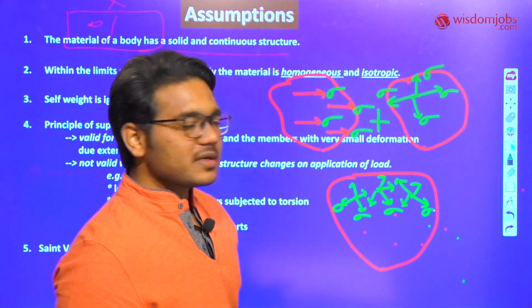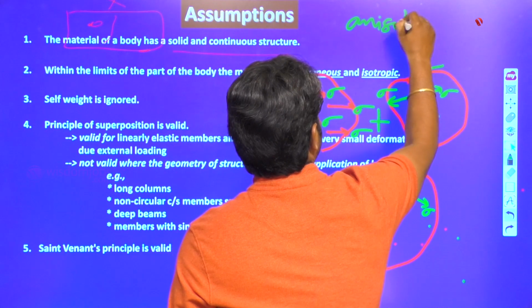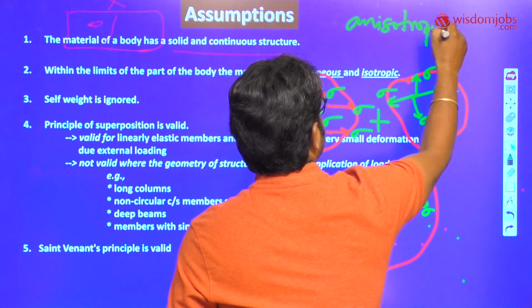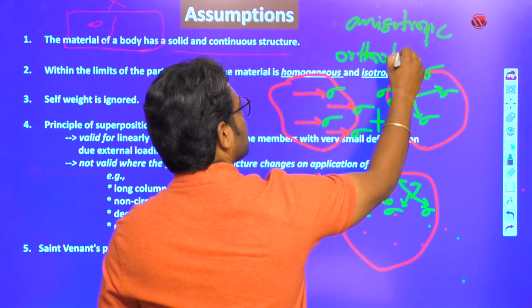There is another term. Apart from anisotropic, there is another term called orthotropic. So what do you mean by orthotropic?